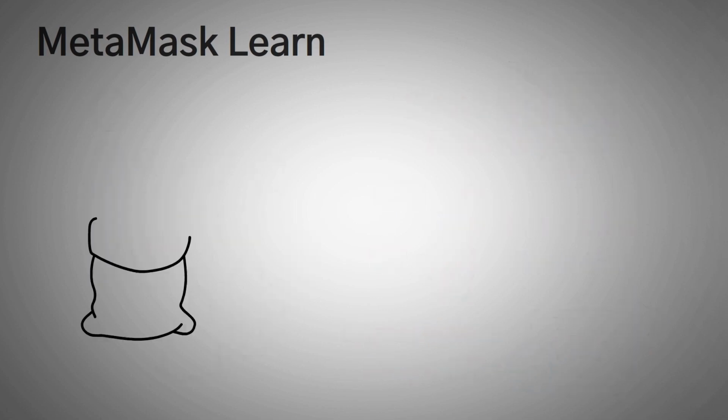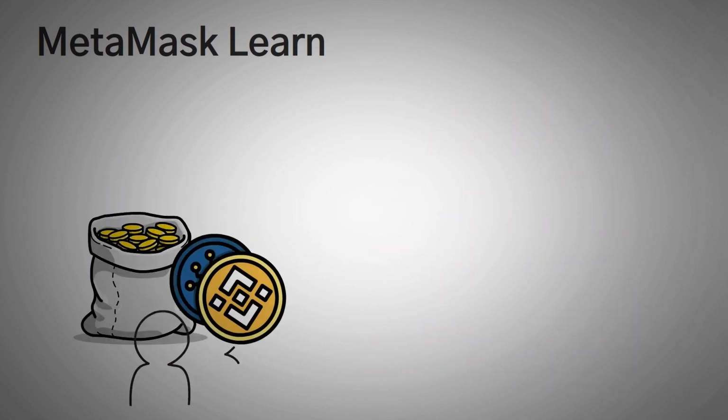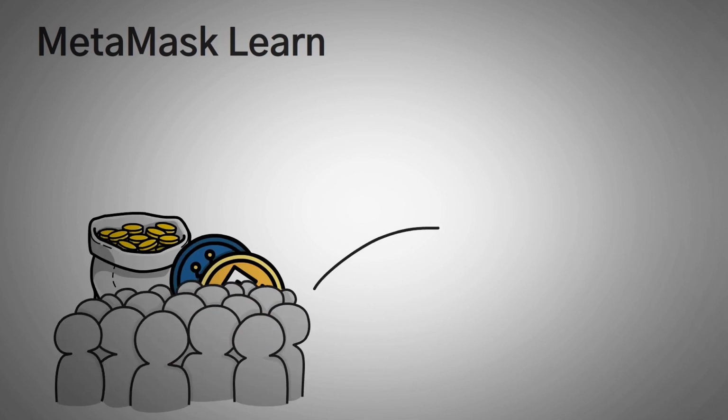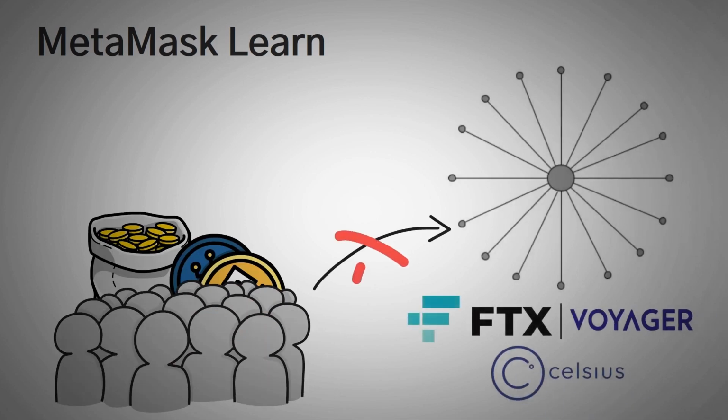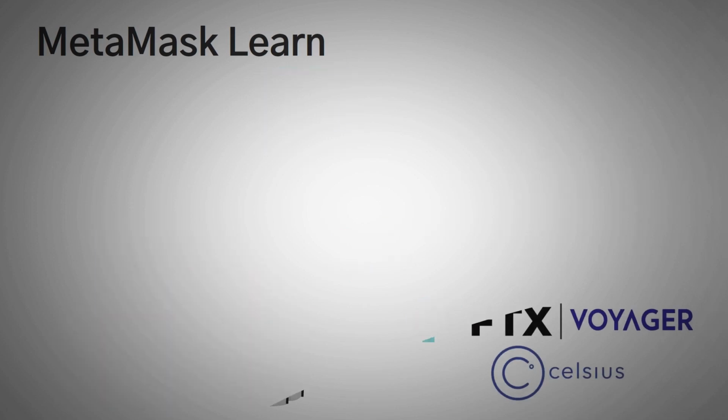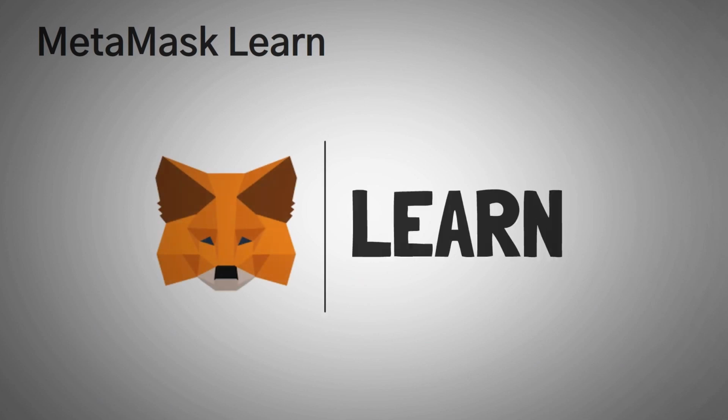Since some recent events in the crypto space, people are becoming more and more aware that they can't trust their crypto to big centralized exchanges like FTX, Voyager, and Celsius. Due to this, it's more important than ever to learn how to actually control your own crypto. Hold it for yourself so that nobody else has control of it. Metamask Learn seems to be addressing this problem. Here, let me just show you some of it.